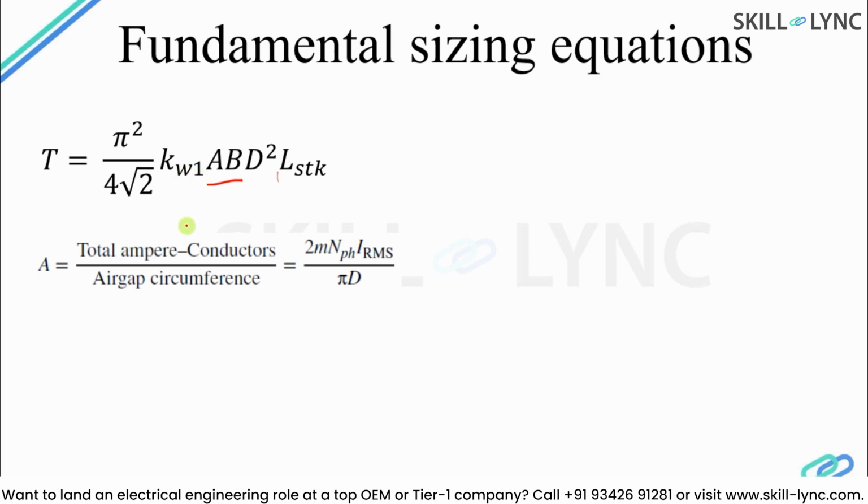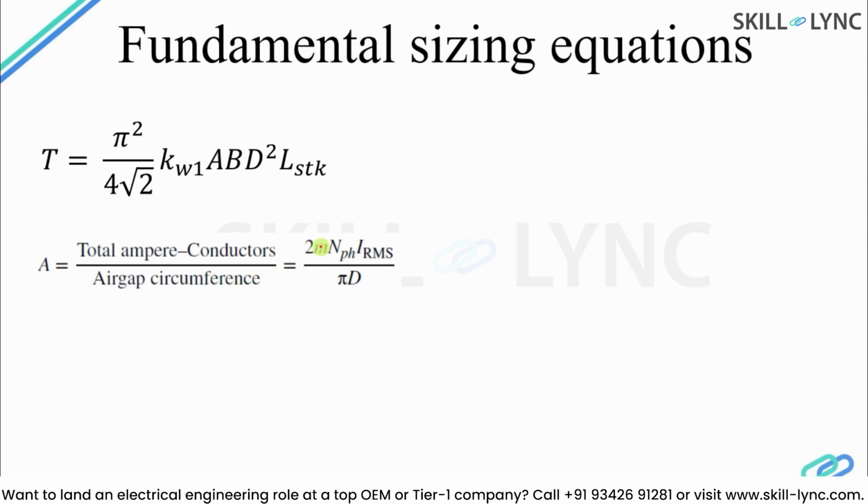Now what is A? A represents the electrical loading, and the electrical loading can be determined as total ampere conductors. Basically these are ampere turns divided by the air gap circumference. So how much is electrical loading per unit area? That is what is called A.